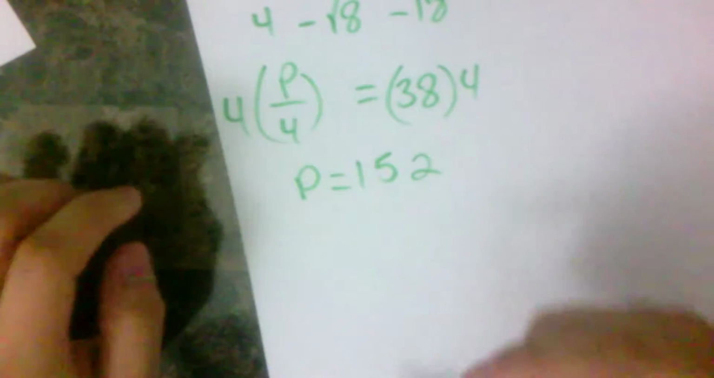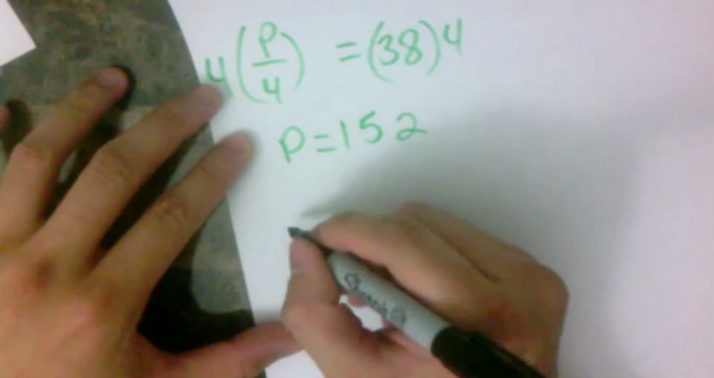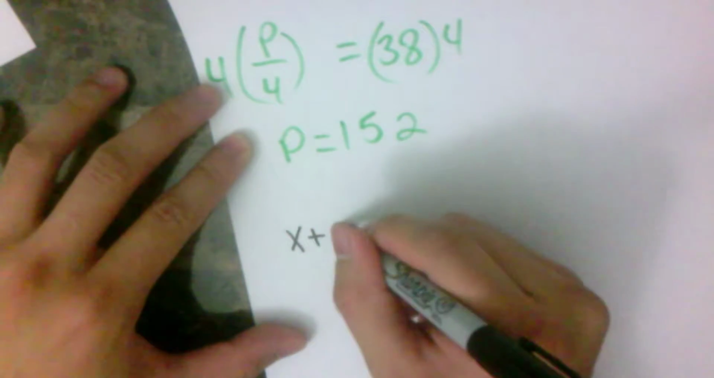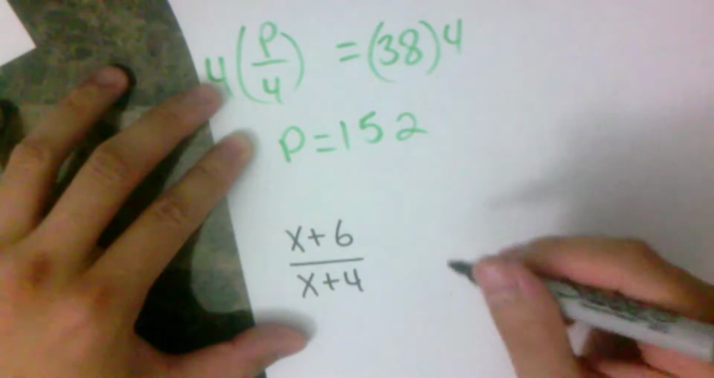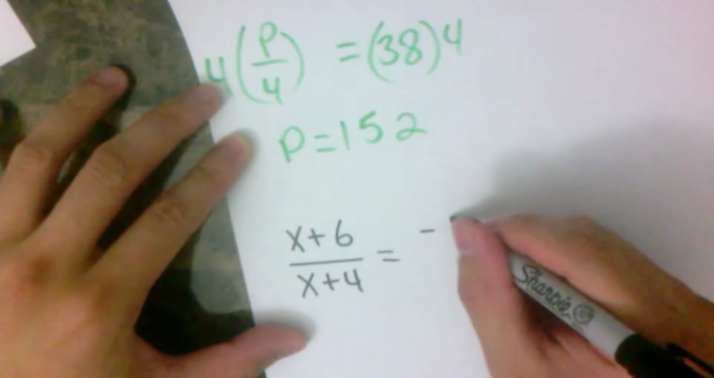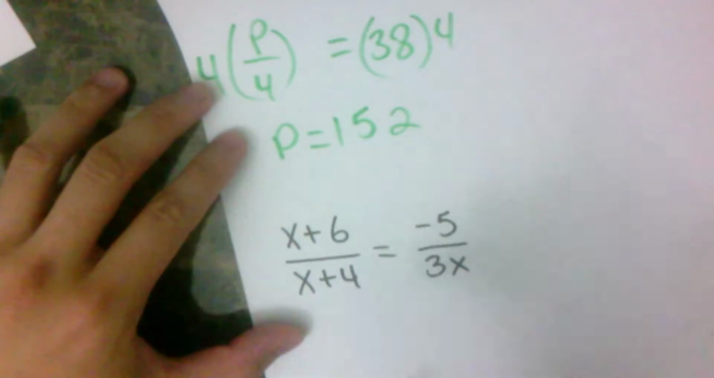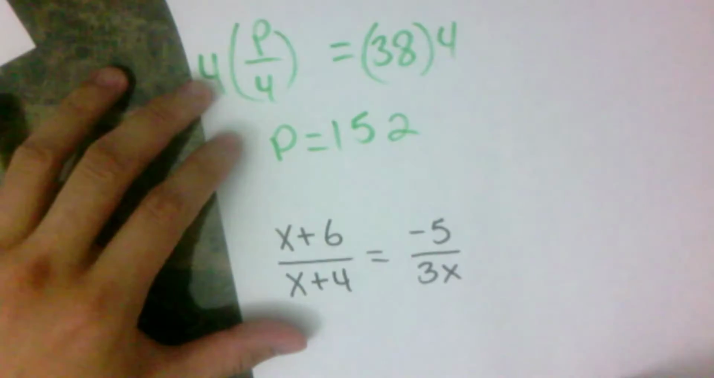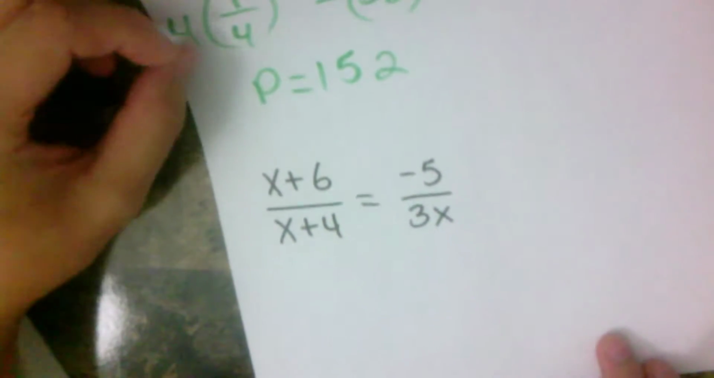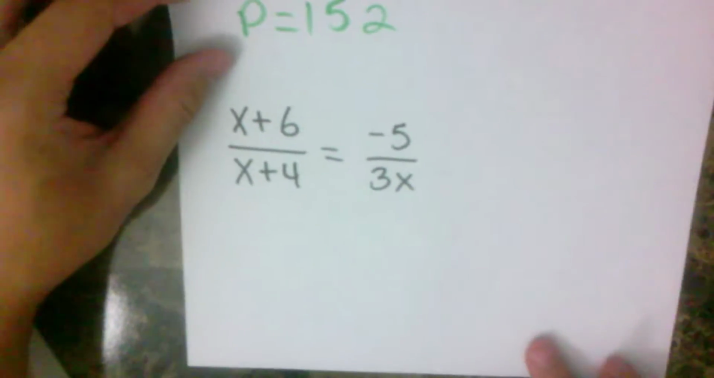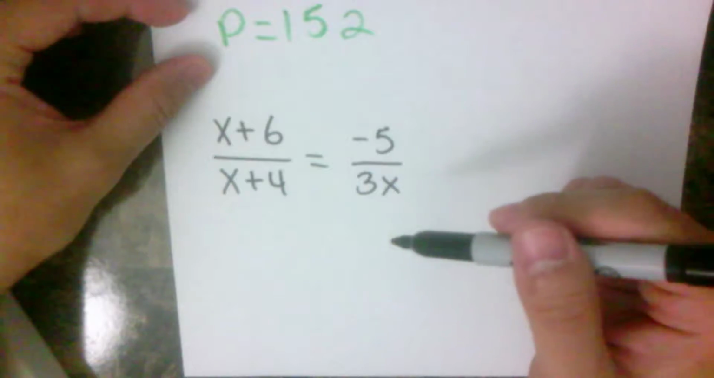I'm going to do number 17. This one looks like this: x plus 6 over x plus 4 equals negative 5 over 3x. When I taught this in class, I only taught one way. There are a couple ways to handle this, but we'll handle it the same way we did in class for now, until I can demonstrate the others for you.